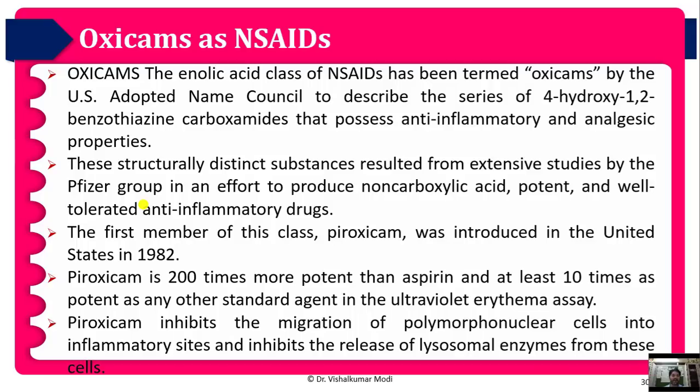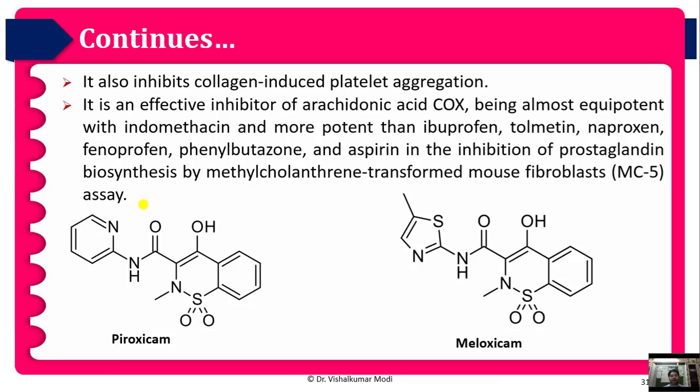The first member of this class, piroxicam, was introduced in the United States in 1982. Piroxicam is 200 times more potent than aspirin and at least 10 times as potent as any other standard agent in the ultraviolet erythema assay. Piroxicam inhibits the migration of polymorphonuclear cells into inflammatory sites and inhibits the release of lysosomal enzymes from these cells. It also inhibits collagen-induced platelet aggregation.